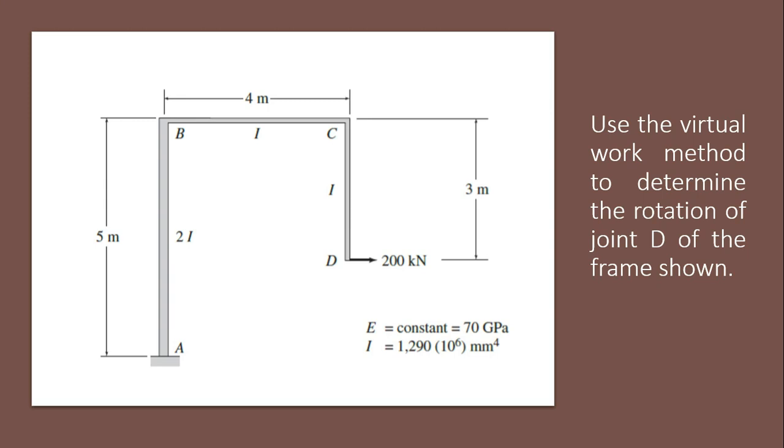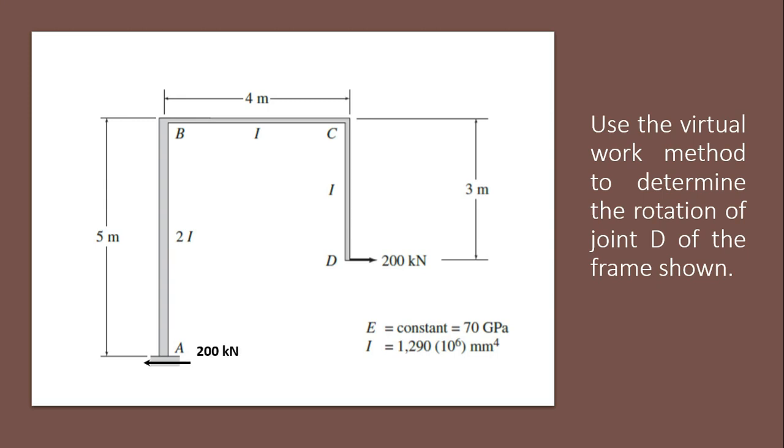So, first, ano ba yung gagawin natin dito? Let's get the reactions. Since it is a cantilever at point A or fixed support at point A, so by summation of forces horizontal equal to 0, makukuha natin yung 200 kilonewtons na going to the left.